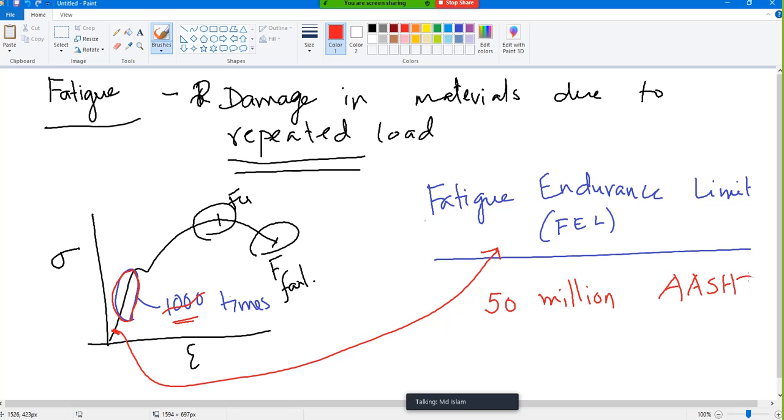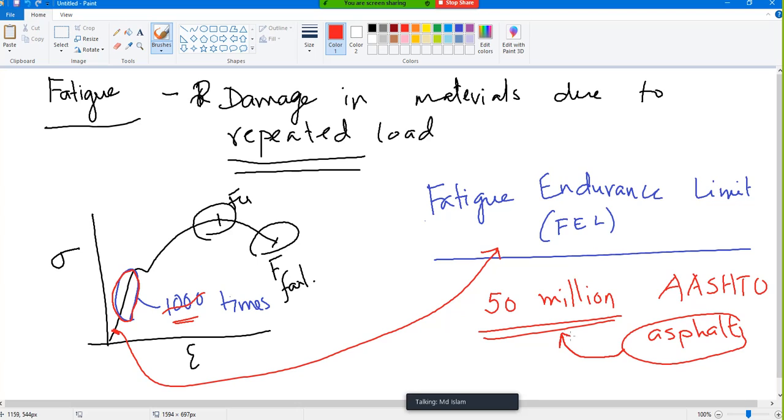So AASHTO told us that, okay, do not say unlimited. Say 50 million. It is only for asphalt. Again, it is not for other materials. Every material is different. We are doing asphalt because it is part of our civil engineering. So AASHTO said that for asphalt concrete, if it can take 50 million, then we can tell it is perpetual. Perpetual means it will never fail. So that limit of stress or strain is called fatigue endurance limit.